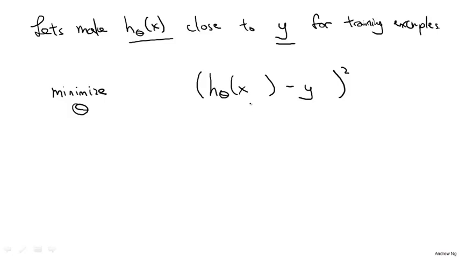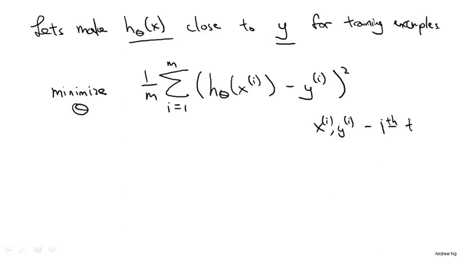And in particular, we have m training examples. So let's sum over i equals 1 to m, over my training set, the error on my different training examples, right? Where, again, you remember my notation is that x i comma y i is the ith training example. Okay? So this is my average squared error, 1 over m, of the sum over all my training examples of this squared difference between what's predicted by my hypothesis and what was actually observed to be the price of the house in the ith training example.